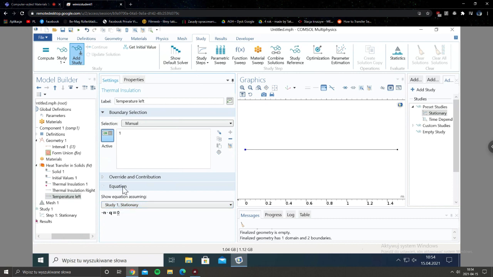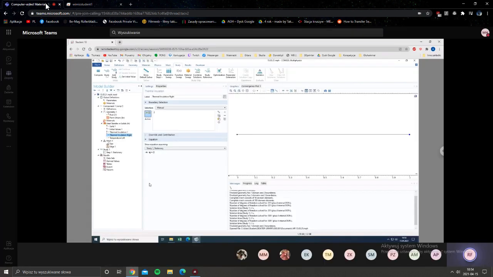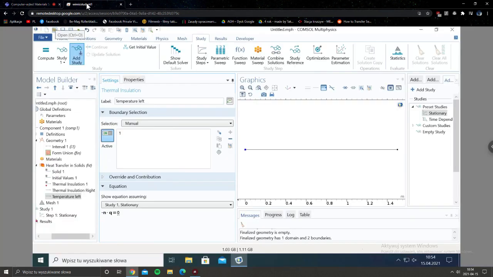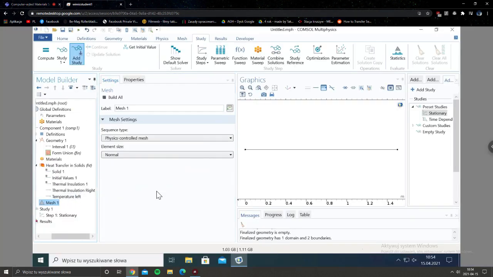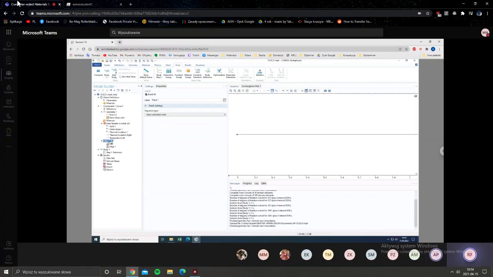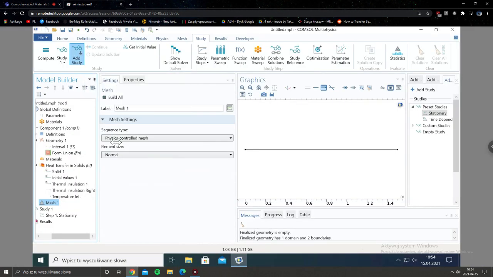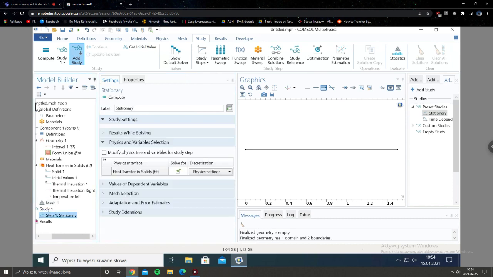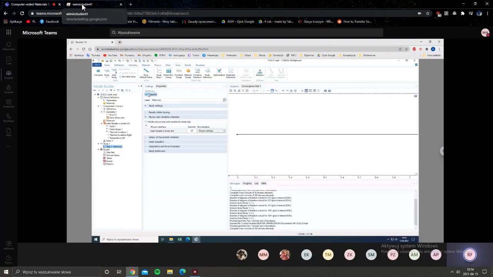All right, and when it's done, we can go to mesh. Let's go to mesh. And at first, leave it as physics controlled mesh, okay? All right, let's go to study 1, stationary, and just click compute. Let us see what happens.